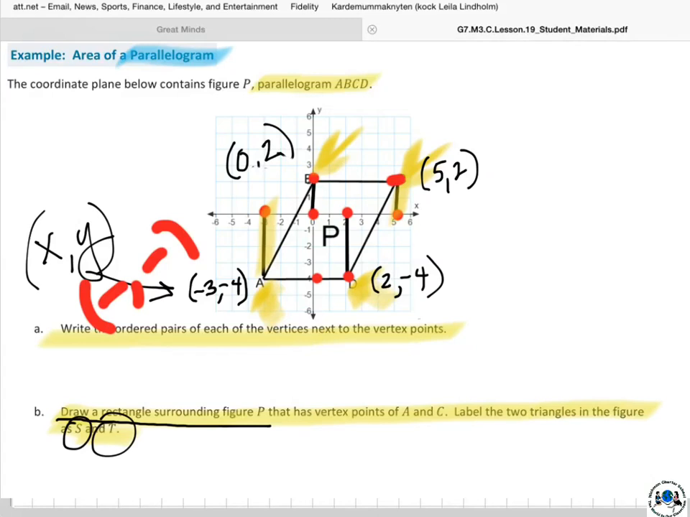Now we're going to draw a rectangle surrounding figure P that has vertex points of A and C. Label the two triangles in the figure as S and T. So you're going to use A and C as two of your vertex points for this rectangle. Now let's see if you can imagine where you might fit in two triangles to create a larger rectangle.